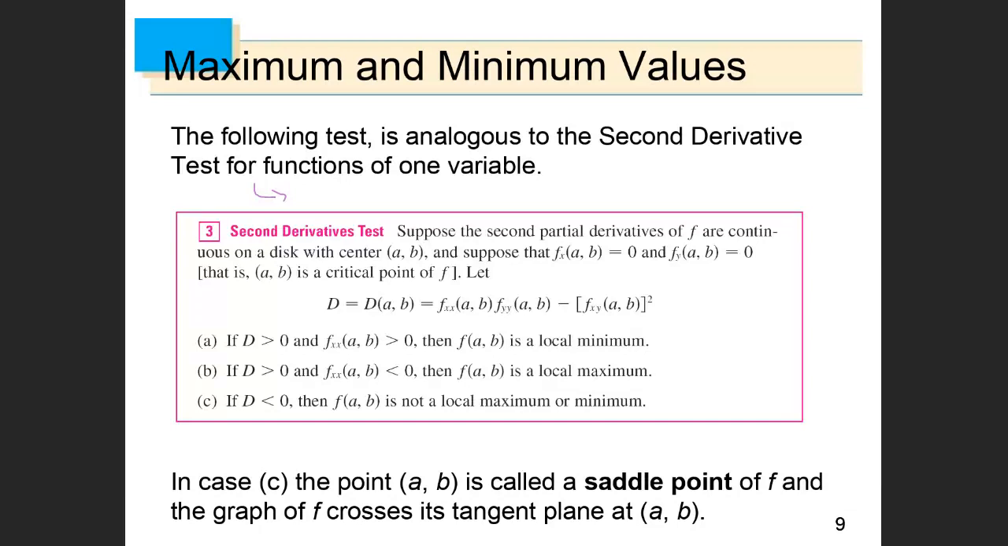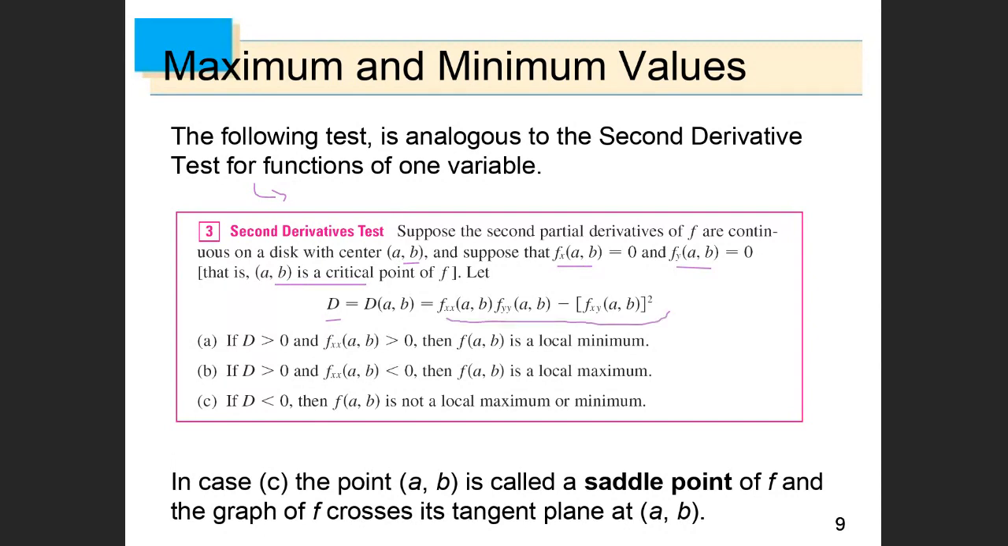Here, suppose that the second partial derivatives of f are continuous on a disk with center (a, b). I'll come back to explain why we are working on a disk. And suppose that the first partial derivatives at that point (a, b) are zero. So of course (a, b) is a critical point. And we define D to be what? To be this.